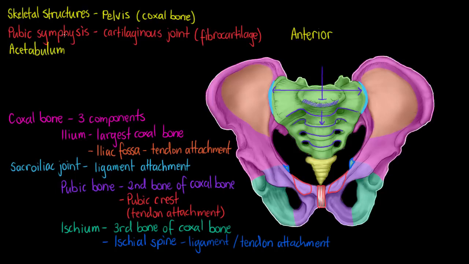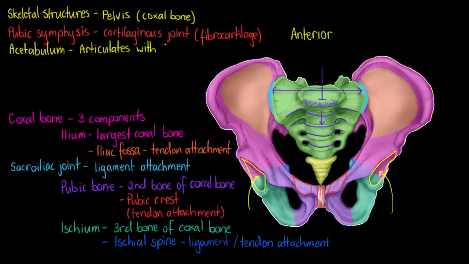The next structure we're going to see is our acetabulum. The acetabulum we're going to see outlined here in yellow, and it is a depression in the coxal bone which comprises segments of all three of the bones that make up our coxal bone, and the area in which the head of our femur will insert to create our hip joint. So it articulates with our femur, and it's going to form our hip joint.